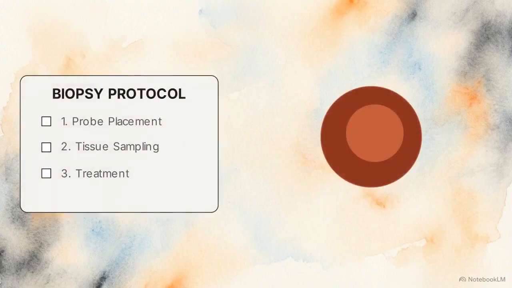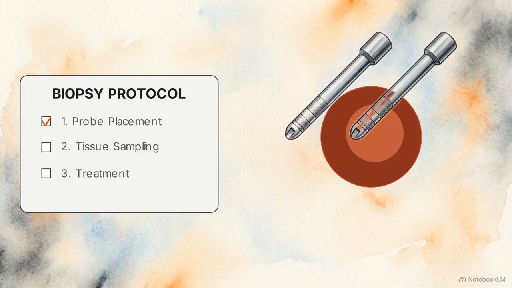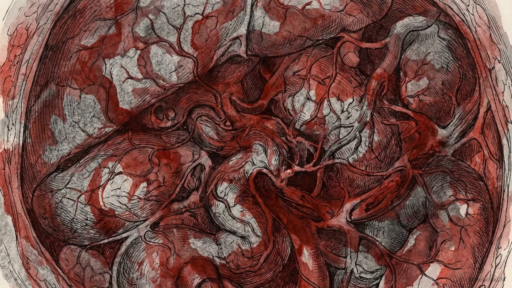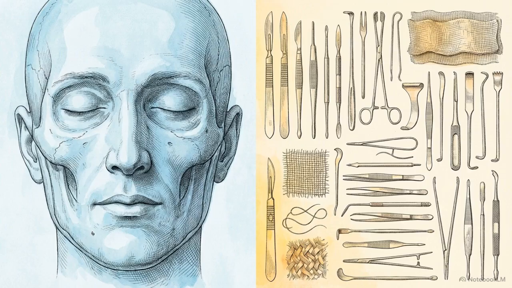This requires a specific procedural sequence when a biopsy is needed. The probes must be placed first, followed by the biopsy, and then the treatment. Performing the biopsy before probe placement can cause hemorrhage that obscures the imaging, making it difficult to position the probes accurately. Cryoablation offers distinct advantages for patient comfort, but it requires precise coordination to manage the lack of hemostasis.